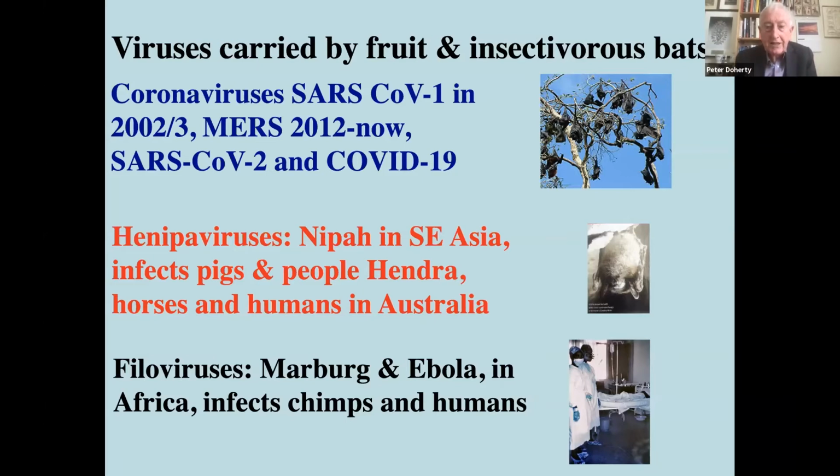It killed about 10% of people that it infects. The current coronavirus kills less than 1% if you've got a decent medical system. And the MERS virus, which is still grumbling away in the Middle East, kills about 30%, but it's much less infectious. So these are dangerous viruses and there are lots out there.